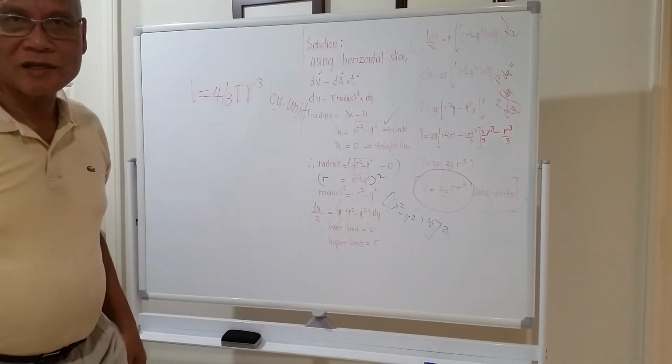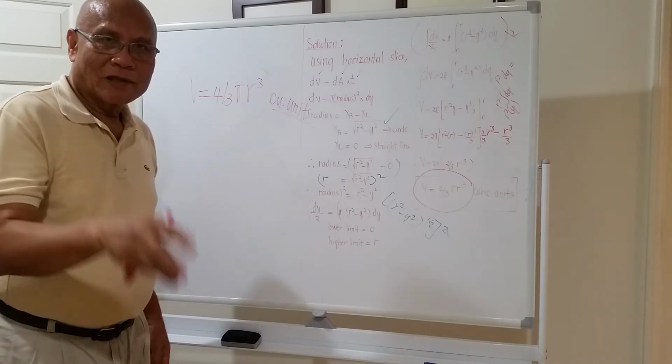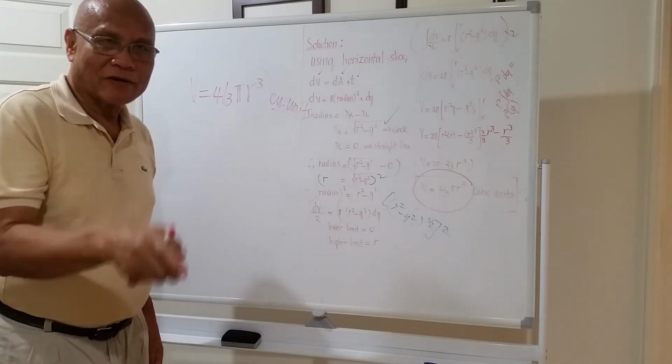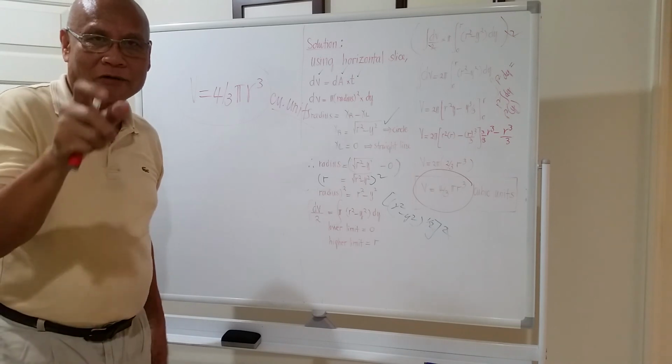Okay, good afternoon, Los Angeles. That's the formula for taking the volume of a sphere as a function of the radius. That's the derivation. Okay, good afternoon, Los Angeles.